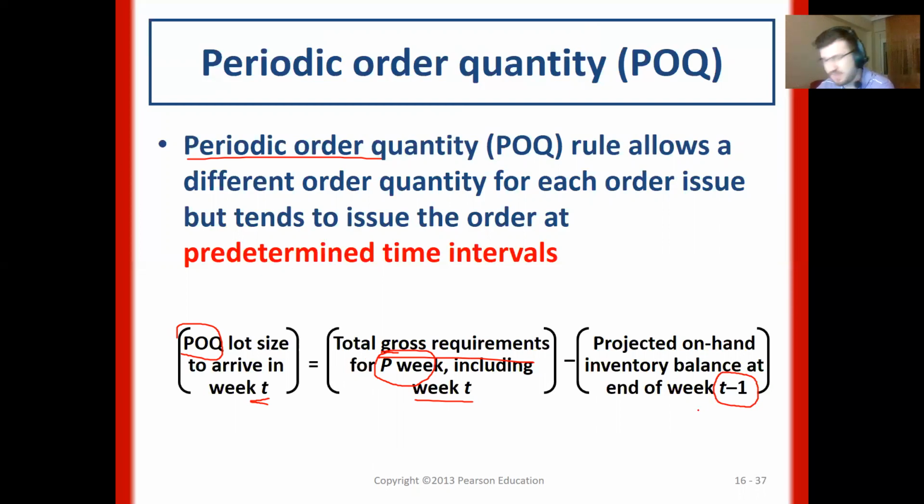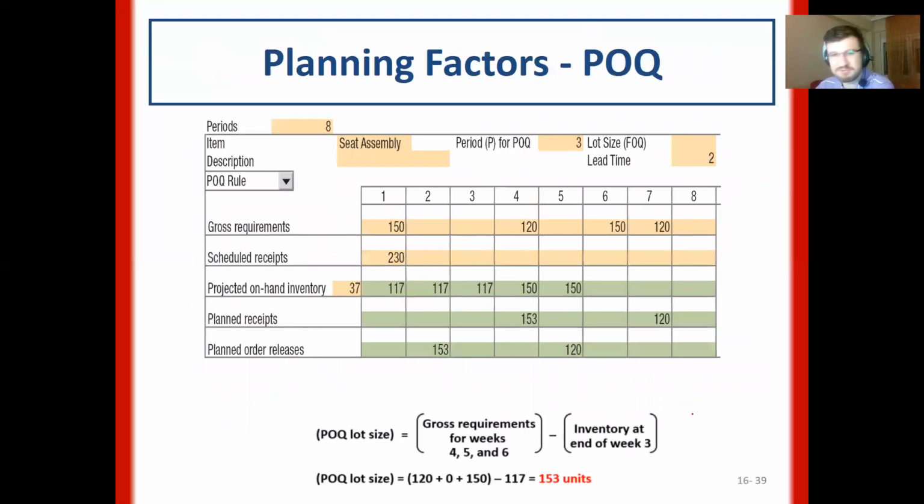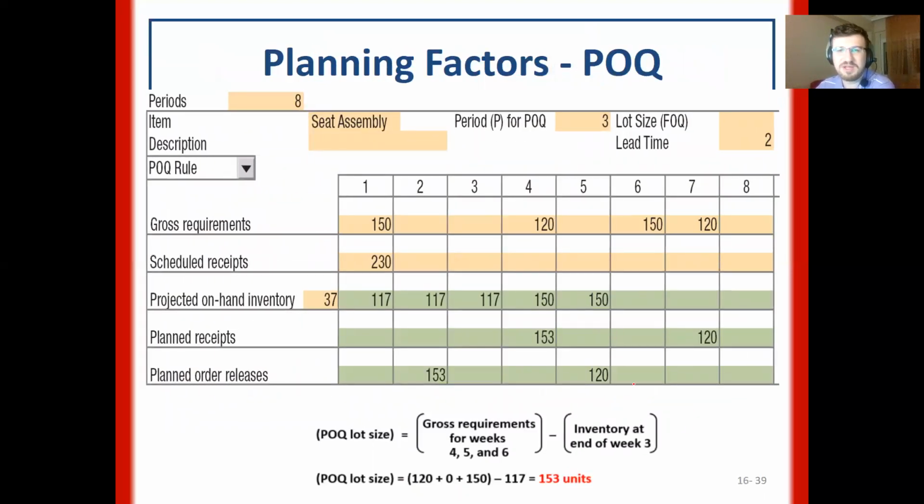Let's take a look at an example problem to understand how the order sizes are determined using the periodic order quantity policy. Lead time is still the same, 2. In this POQ policy, we have to determine the number of periods. In this example, the number of periods is 3.